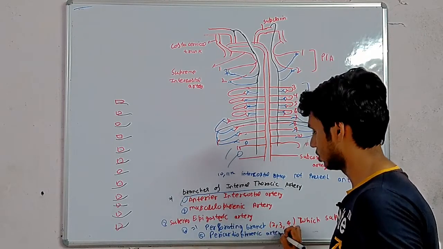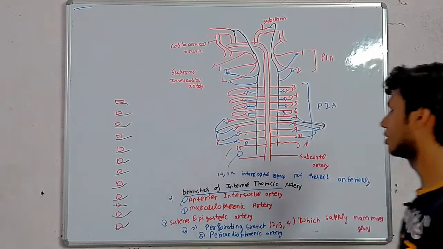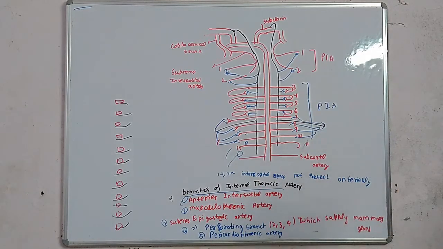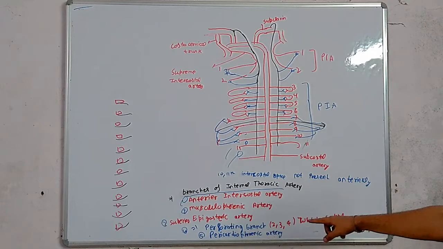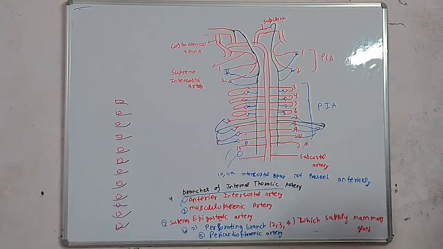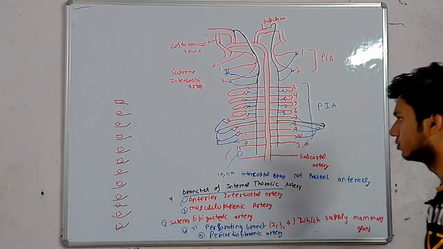So these are the branches of the internal thoracic artery: anterior intercostal arteries, musculophrenic, superior epigastric, perforating branches, which are from the second, third, fourth intercostal spaces, and the pericardiophrenic artery. These are the branches of the internal thoracic artery, and this is the whole pattern of arteries in the thorax.